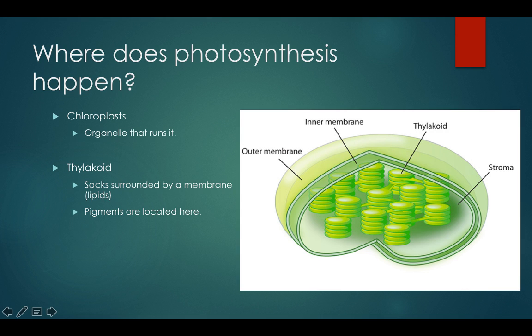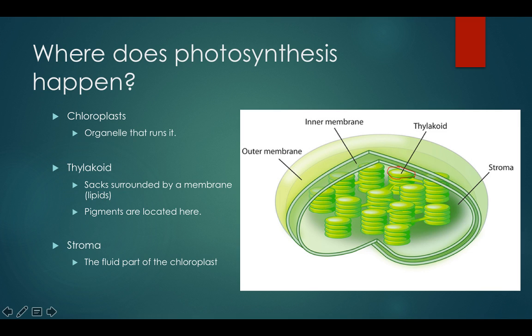The chloroplast has a couple of parts. The first part is called the thylakoid. The thylakoid is these little discs right here. These little discs right here are called thylakoid, and they are basically sacs that are surrounded by a membrane, and that membrane is made out of lipids. And these are where your pigments are at. So if you're looking for pigments, they are going to be located in the thylakoid.